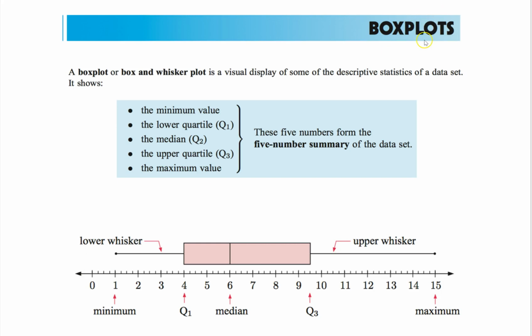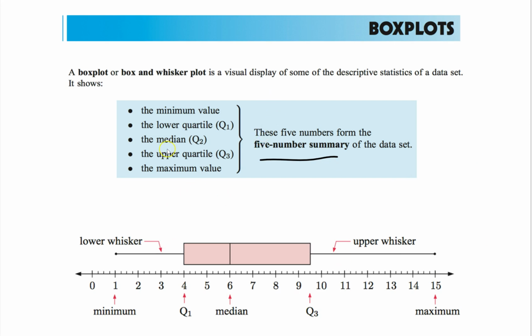Box plots, or box and whisker plots, are just an easy way to visualize the spread of data. Specifically, the minimum value, the lower quartile Q1, the median, the upper quartile Q3, and the maximum value. All those things are known as the 5-number summary. It's like the 5 key things you need to measure the spread of data and to make a nice box plot.